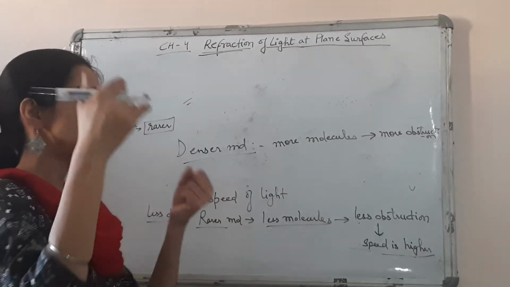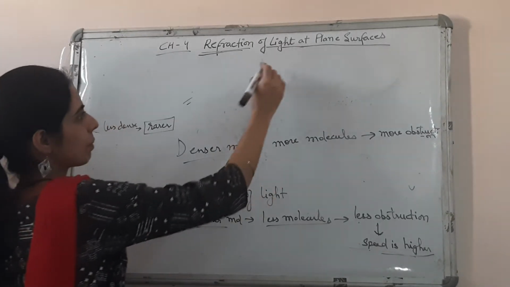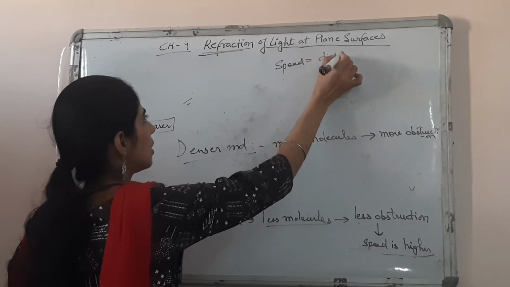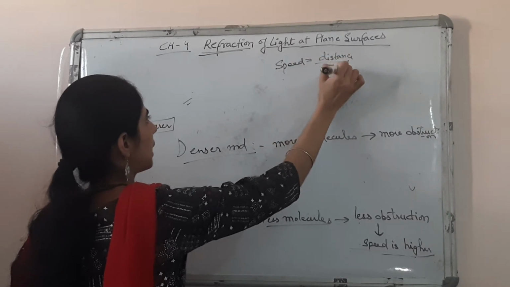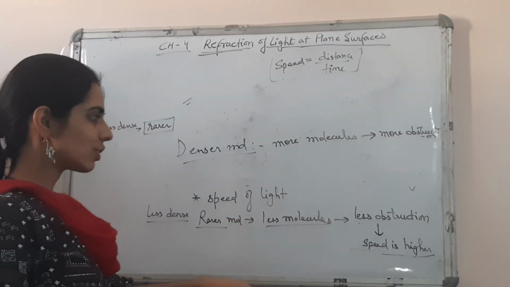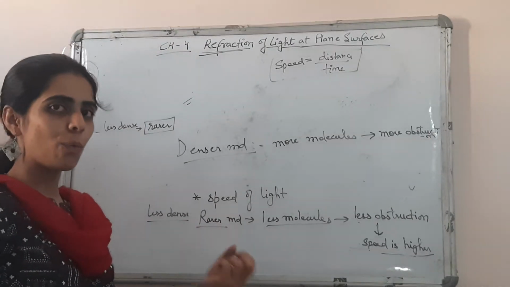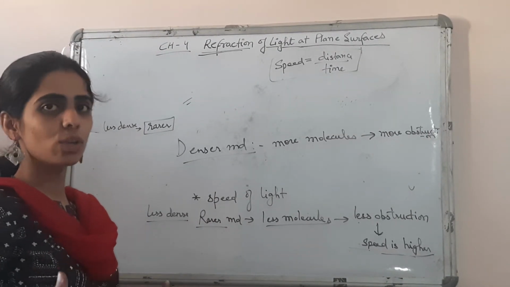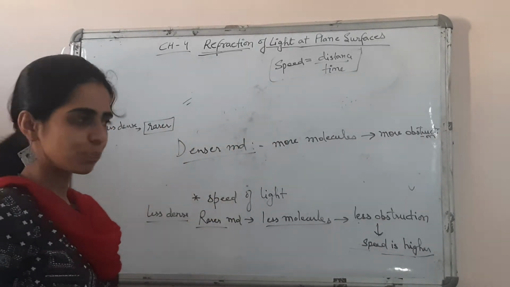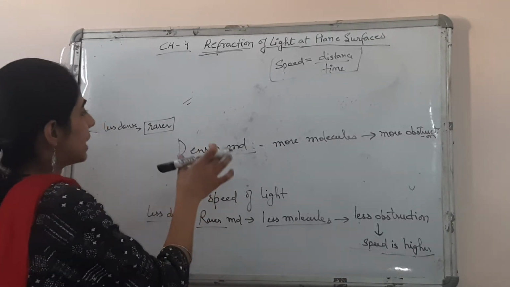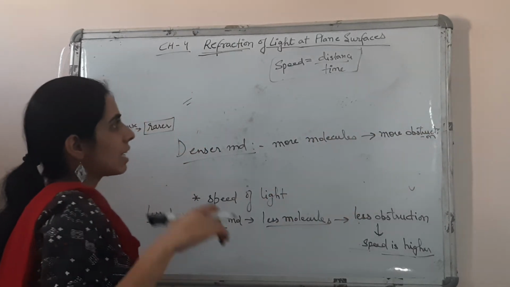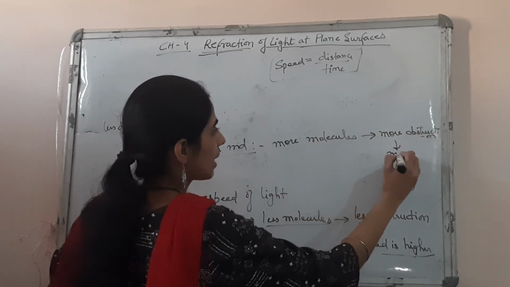The speed will decrease. Yes, I hope you remember the formula of speed. That is distance upon time. So what is happening, children? I'm teaching you from the basics so that you understand why the reflection takes place. What is the reason for this phenomenon to take place? So speed means distance upon time. Here in the case of a denser medium, the more molecules there are, the more obstructions there are, and our light is taking more time.